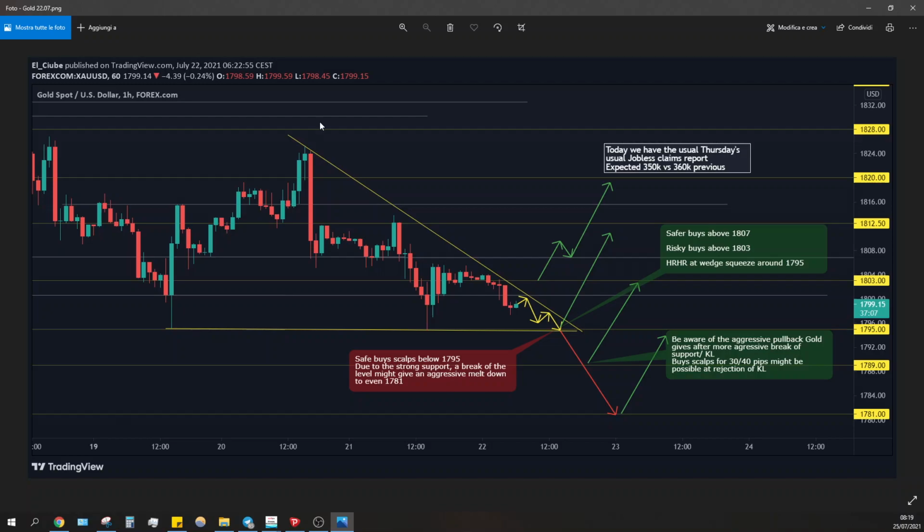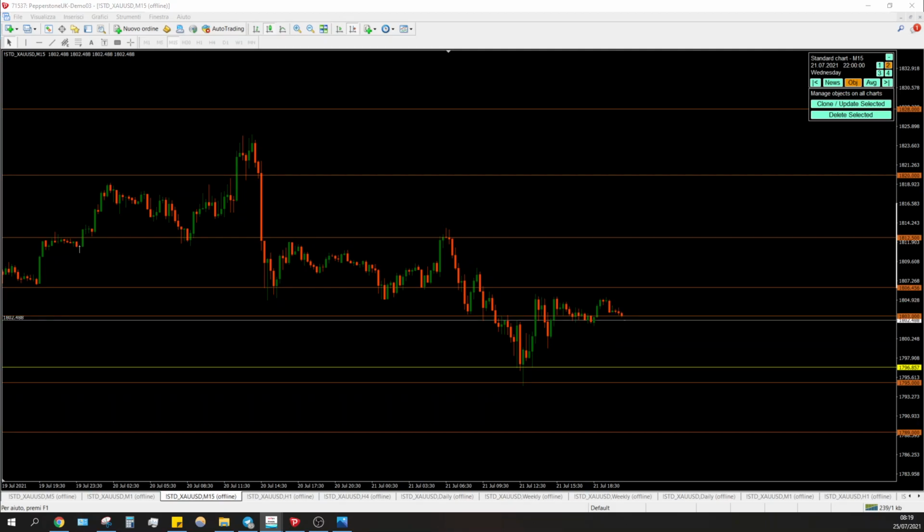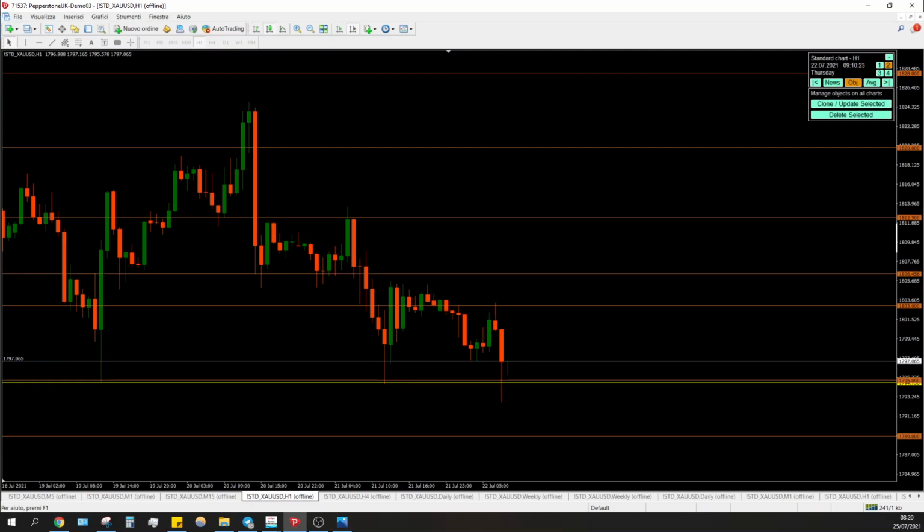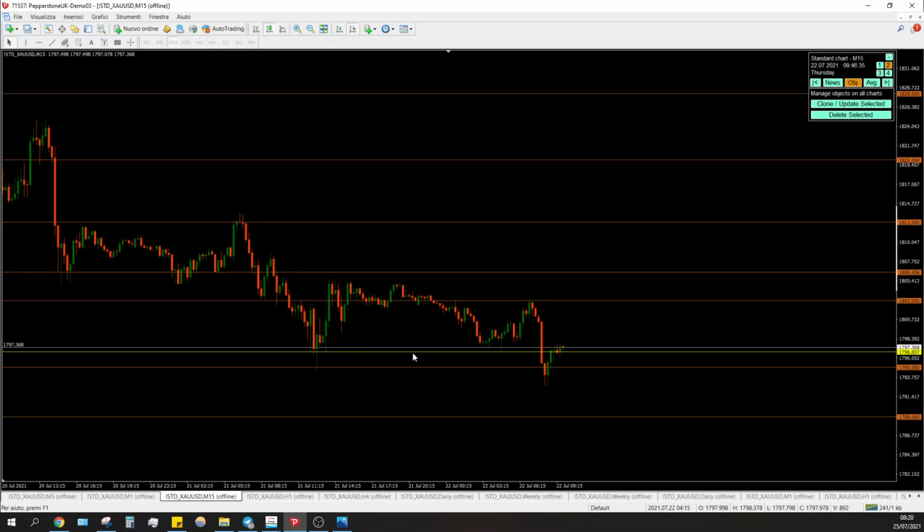This is on a higher time frame, and we are seeing a squeeze at 1795. Now this is on a higher time frame, so the previous highs, the very sell-off. We can have this scalp below, but today we have the jobless claims, so we have to be mindful of possible bad data. Okay, so we go on Thursday. As you can see, we are at the 1795 key level.